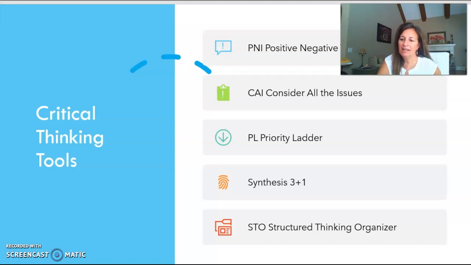Synthesis 3+1, well, that one you're probably familiar with, and all it does is add: tell me one thing you learned, two things you want to know, a question you still have. But here the +1 is add an analogy. So have the students summarize their ideas using a metaphor or a simile, and that's just adding the analogy at the end. And STO is structured thinking organizer. For this one, it's just giving them that structure or some kind of organizer for them to organize their thoughts in.